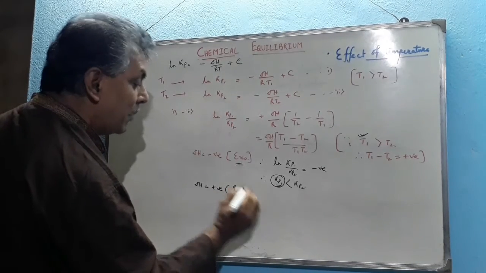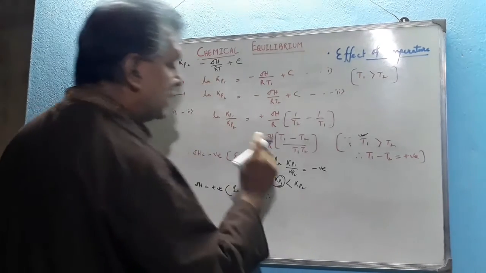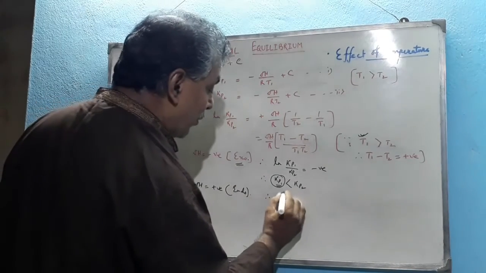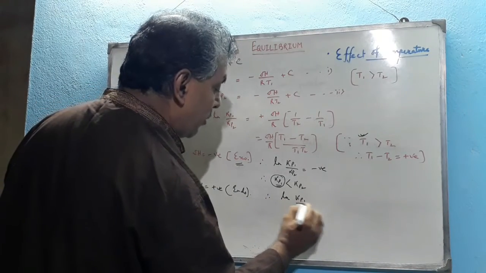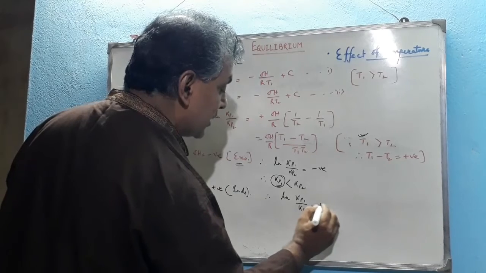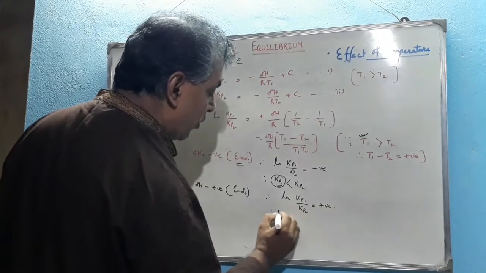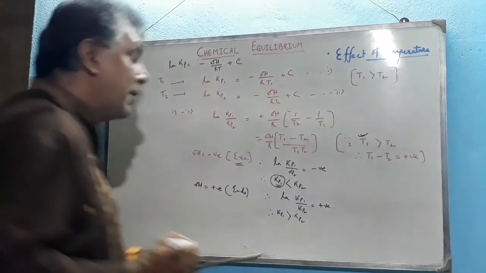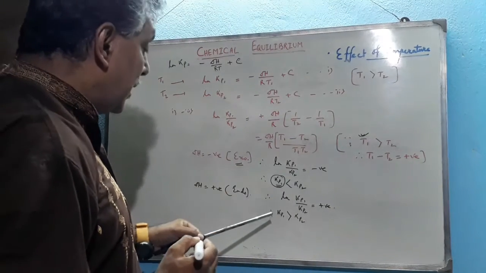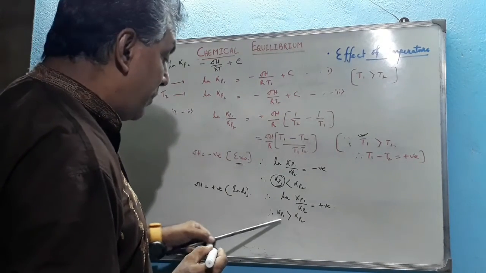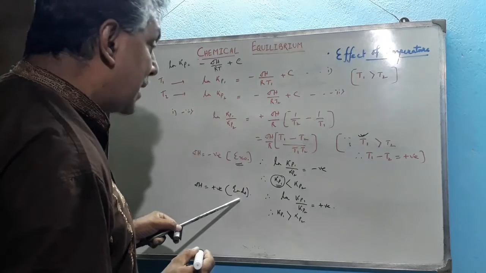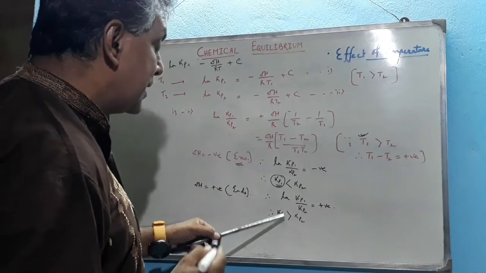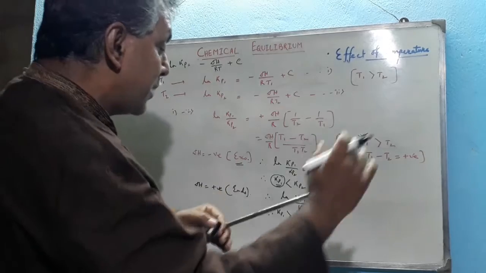If it is endothermic in nature, therefore see this, T1 minus T2 is positive here, ΔH is also positive. Therefore, we can say that ln Kp1 by Kp2 is also positive. Therefore, Kp1 is greater than Kp2. Then we can say that at temperature T1 the rate of forward reaction increases, hence Kp1 increases. So, for an endothermic reaction, with the increase of temperature, the rate of forward reaction increases. That means equilibrium will be shifted towards the product.